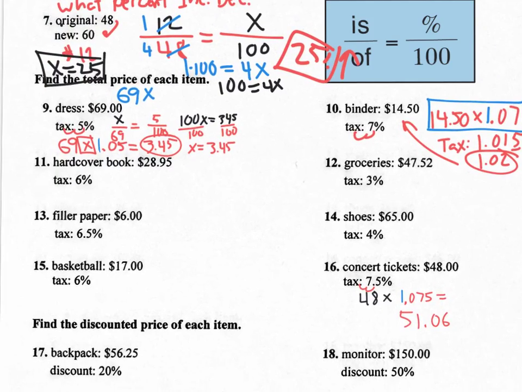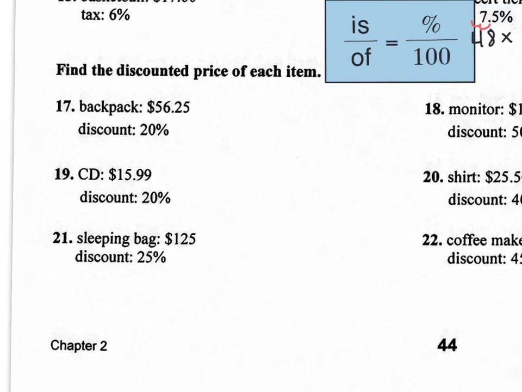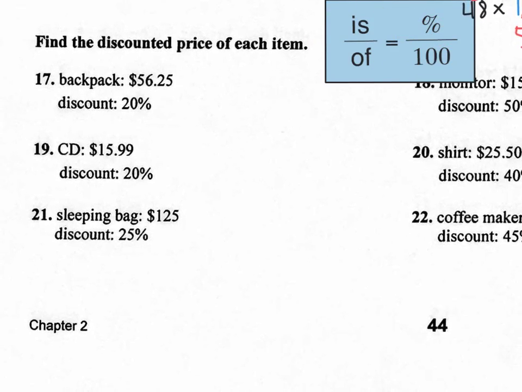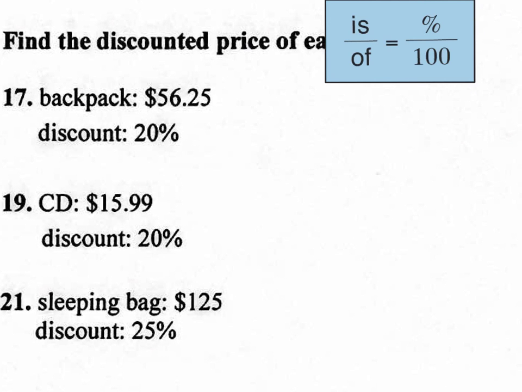Now we're going to continue with this. This is homework. Now this next section is also slightly different. It says find the discounted price of each item. So on number 17, you have a backpack that's $56.25. I mean, what you're supposed to do using proportions in algebra is put the original price on the of. The 20 goes up here on 20%, and you need to find what is the discount. What is the actual dollar amount you get to subtract from 56.25?